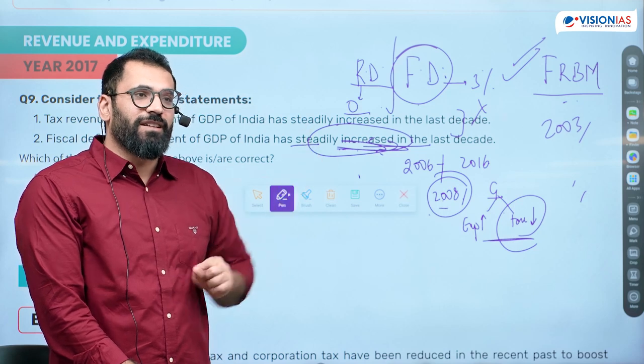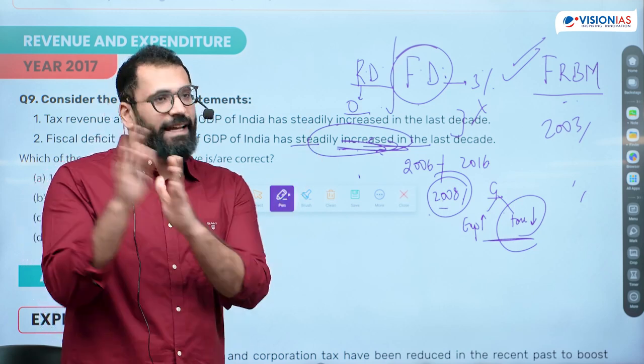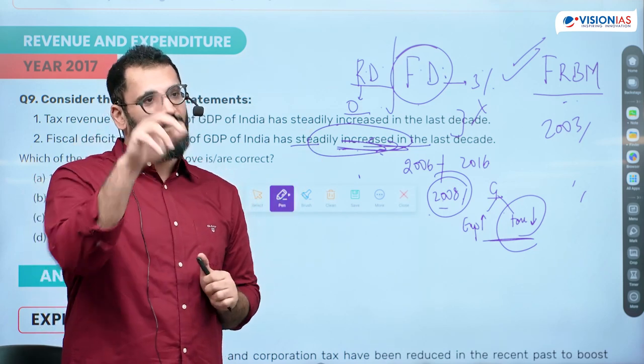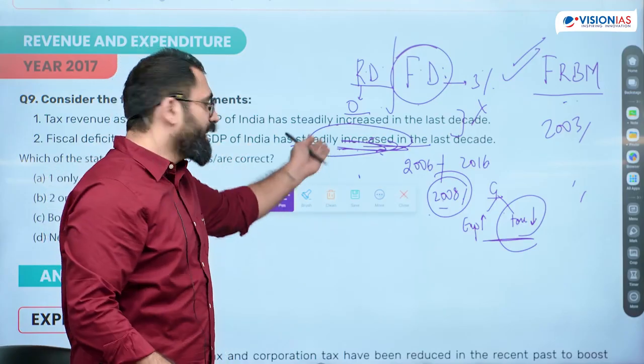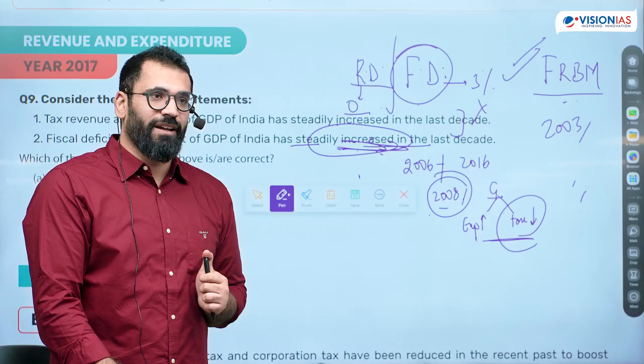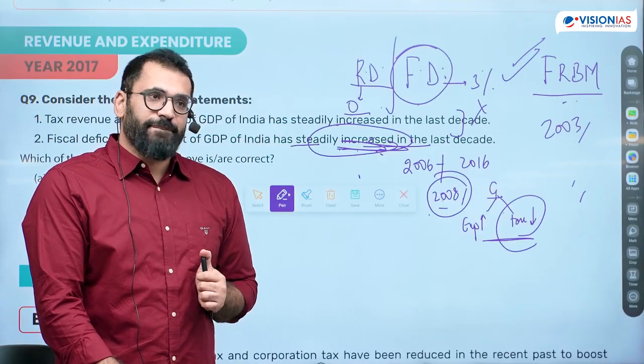Why is it not 5%? On the limit I can have a number of debates, but the idea is everybody agrees that fiscal deficit is bad. So I have to control it. How can it increase steadily if I have to control it? Is it clear?